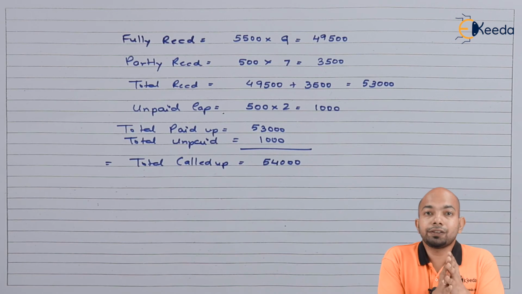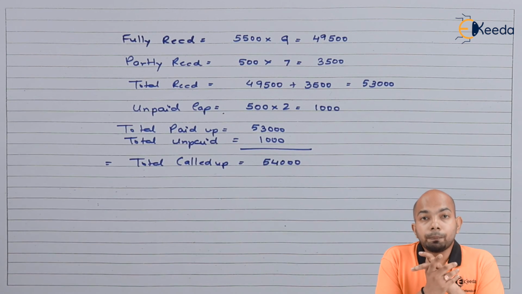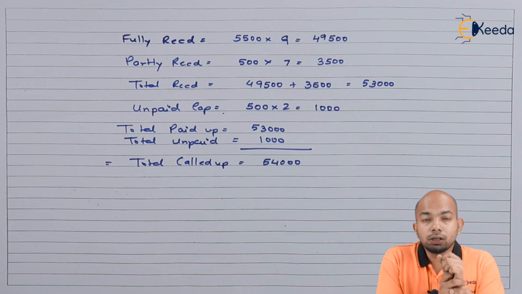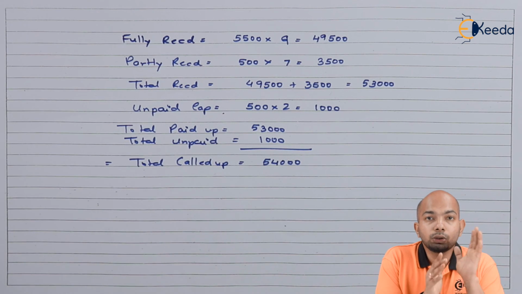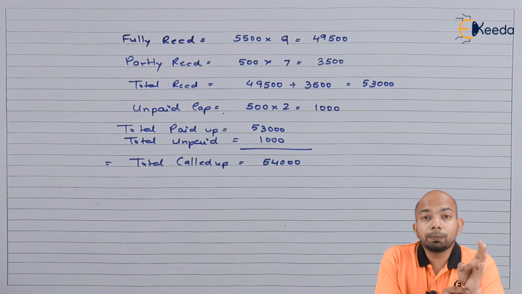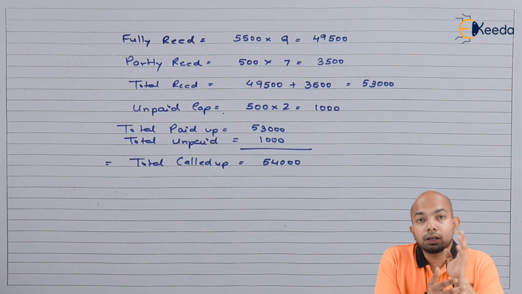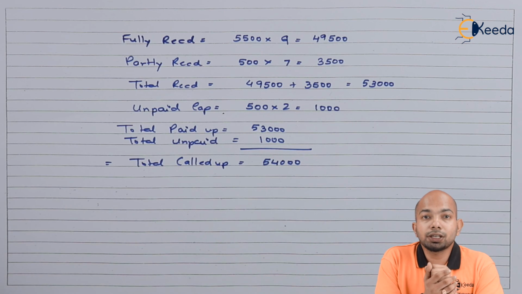So if you can see, we have described here that total paid up capital is 53,000 and total unpaid capital is 1,000 which is yet to come. Together it is equivalent to the total called up capital which was rupees 54,000. So this is how you prepare the total of issued capital, subscribed capital, called up capital and paid up capital. Hence, this is how the bifurcation is supposed to be done.